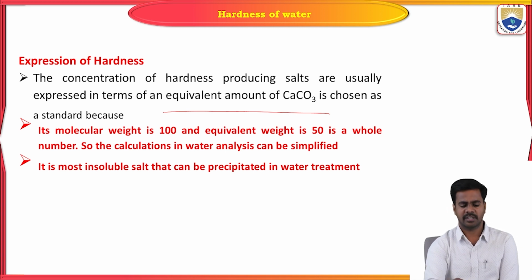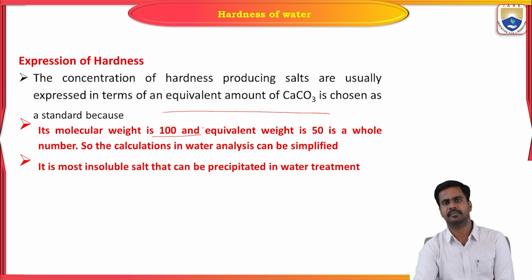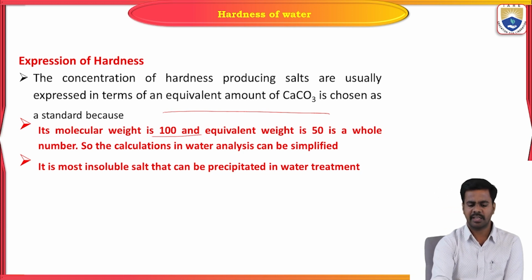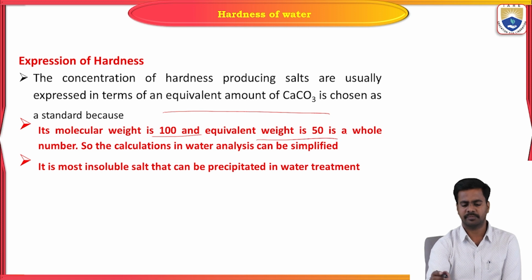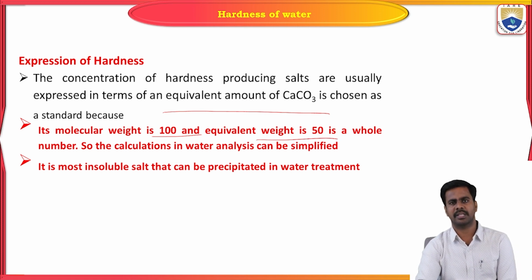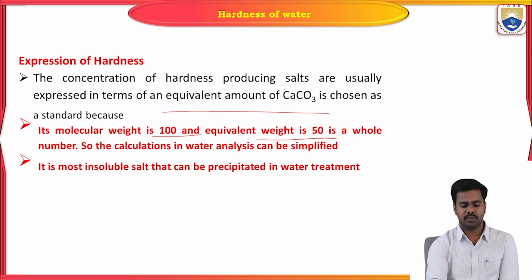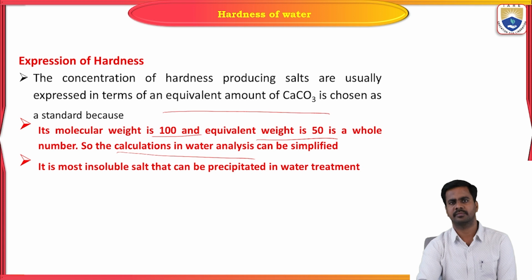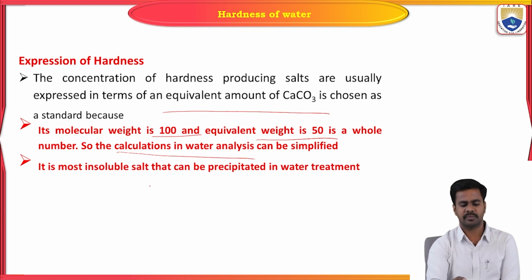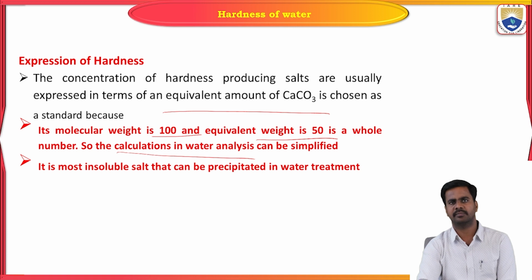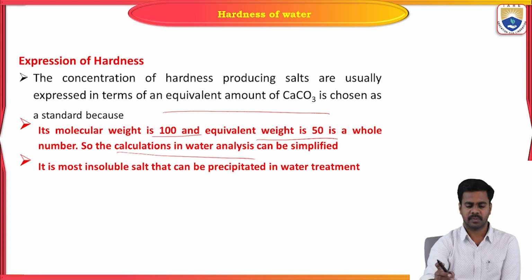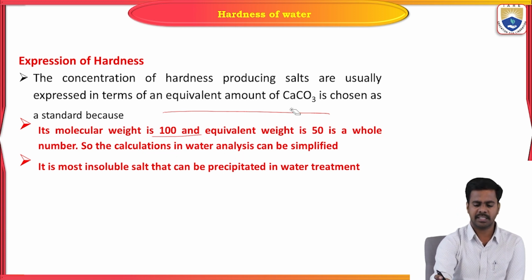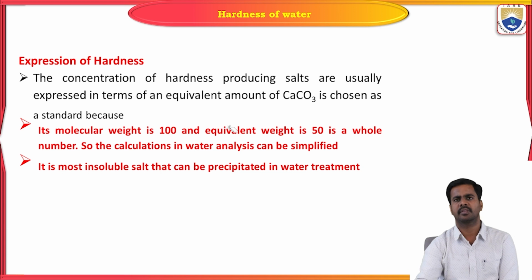The molecular weight of calcium carbonate is 100 and the equivalent weight of calcium carbonate is 50. So these are whole numbers, and the calculations in water analysis can be simplified. And it is the most insoluble salt that can be precipitated in water treatment. These are the reasons to choose calcium carbonate to express the hardness of water.